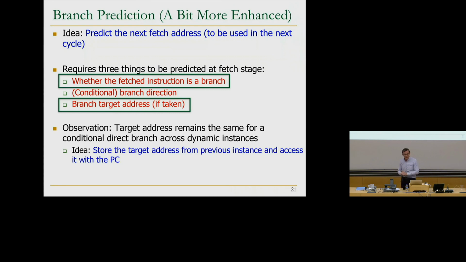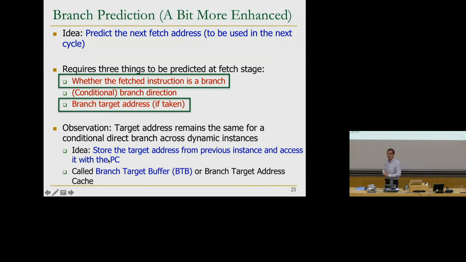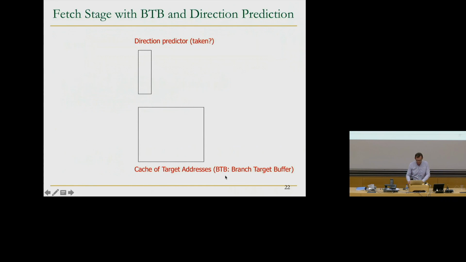So the idea I already told you, store the target address from previous execution of the branch. You execute it once, you calculate the target address, store it somewhere in some small memory structure. And the next time you access the program counter at that location, you can immediately get the target address. Essentially, it's some special memory to remember what the target address was for that particular program counter. This is called the branch target buffer or branch target address cache. So let me give you a pictorial way of thinking about this.